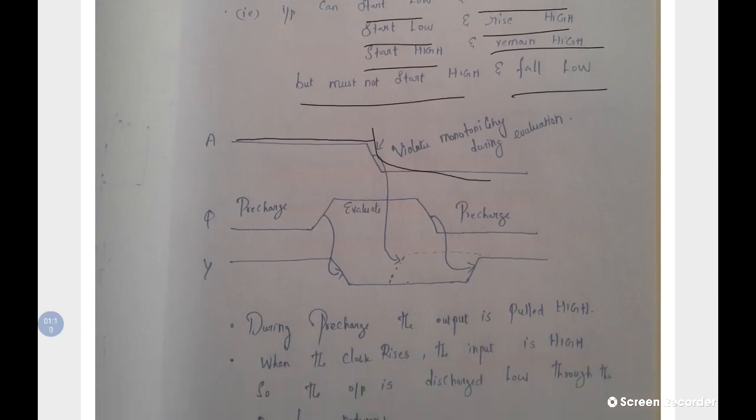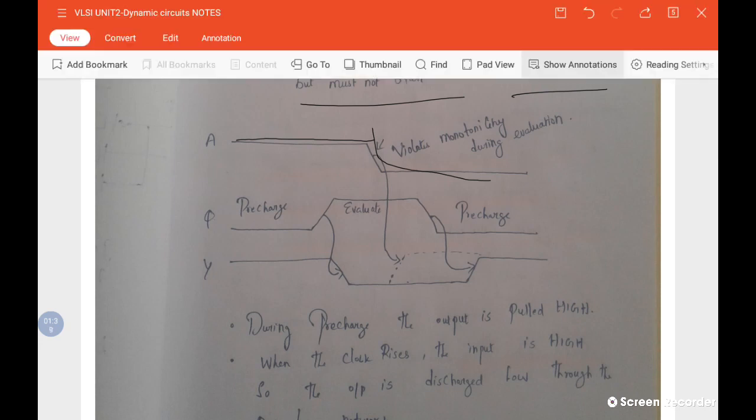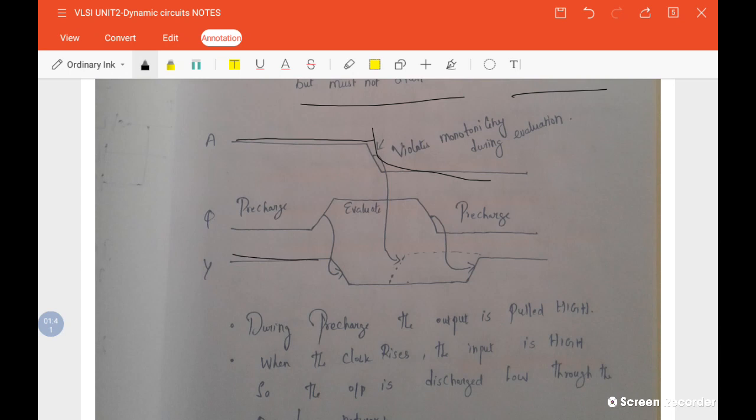See, the signal A is taken. A is our input signal, and the clock signal phi is drawn. Precharge, evaluate, precharge. Precharge means low clock signal and evaluate is high signal. Accordingly, the output signal. During the precharge mode, phi equals 0. When phi equals 0, your PMOS is on. So when your PMOS is on, we get a high output signal. So your output is high during precharge.